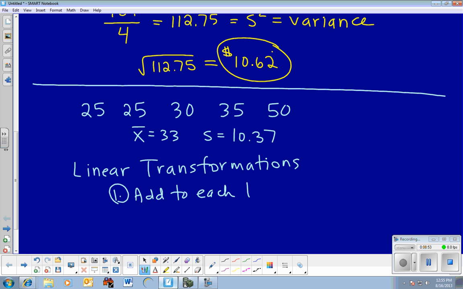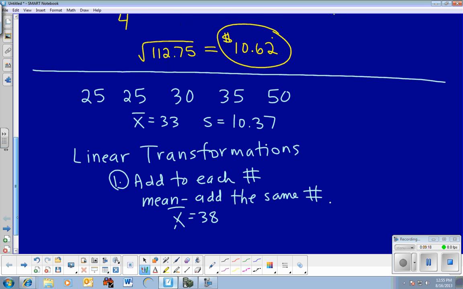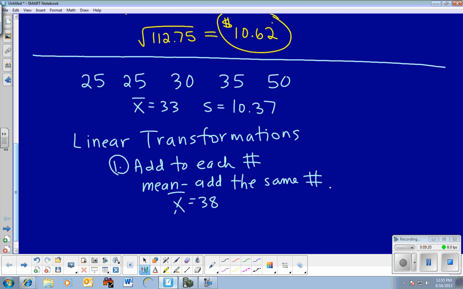What if we add to each number? Well, what's going to happen basically is the average is going to add that same thing. All right, the mean, you're going to add the same number. And that just kind of makes sense, I think. If you're getting $33 and everybody goes up $5, then your new mean is going to be $38. All right, you're going to get $25 new dollars a week, but spread out over 5 yards, that's going to be an extra $5 per.